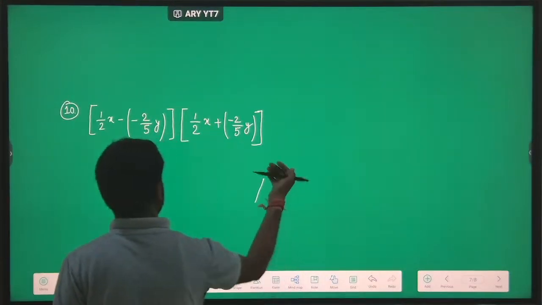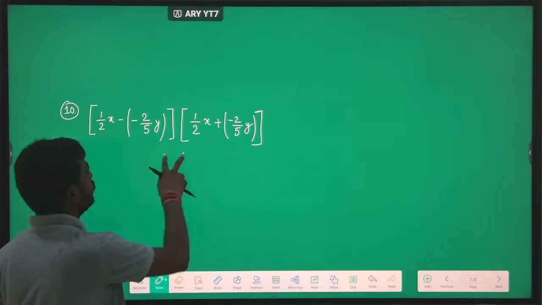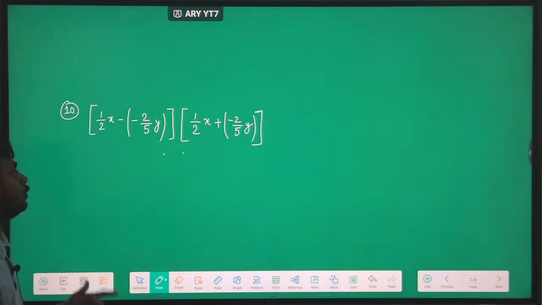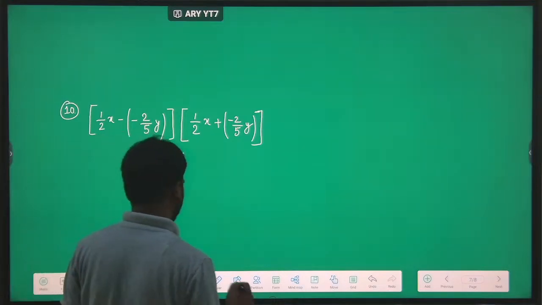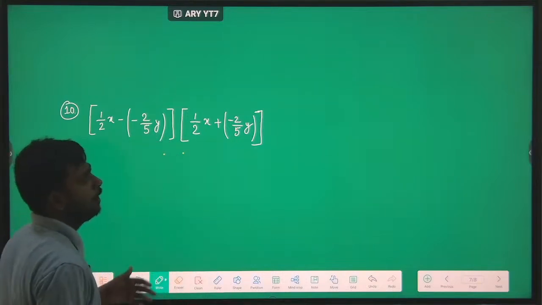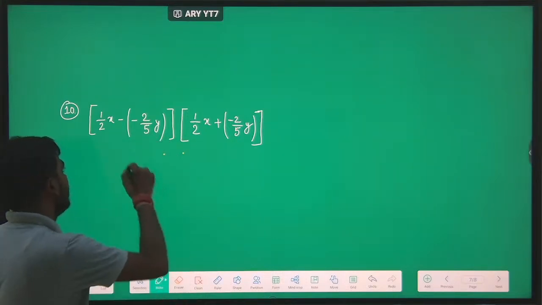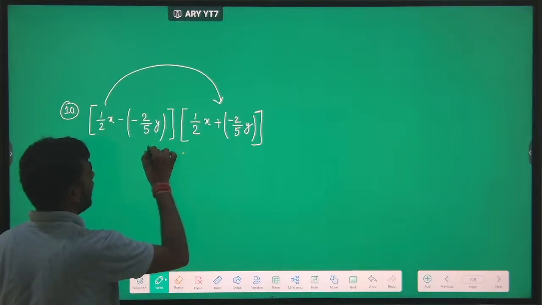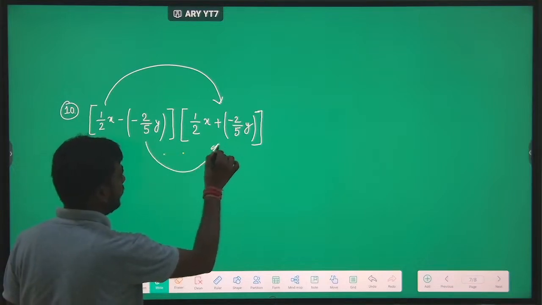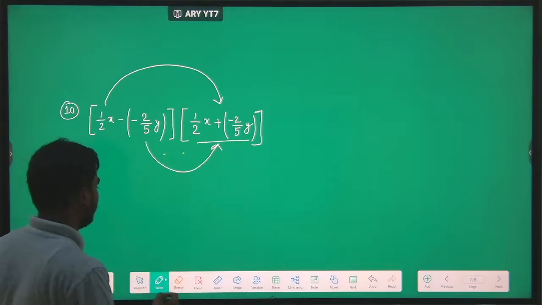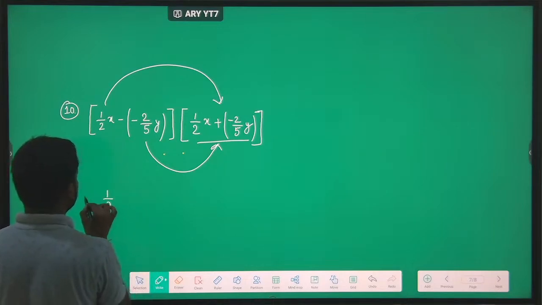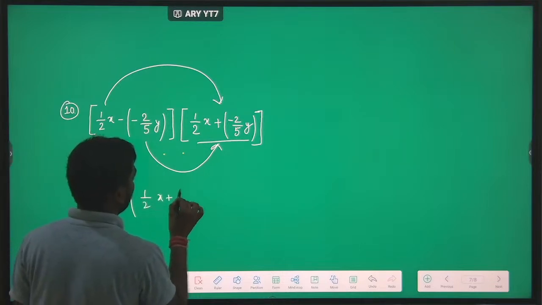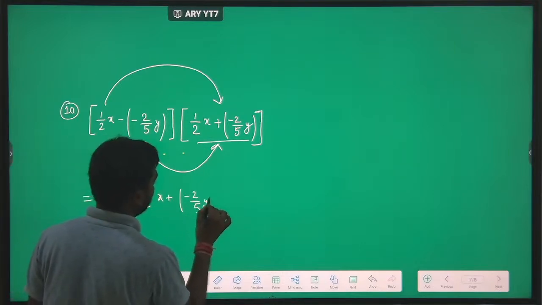What is it? We have to multiply these two binomial expressions. So, how will we multiply? We will multiply like the before question. We will multiply this with the whole term and then this minus term, and after that we will multiply this with the whole term. Okay. So, what are we going to do? 1 by 2x will be multiplied with 1 by 2x plus minus 2 by 5y.